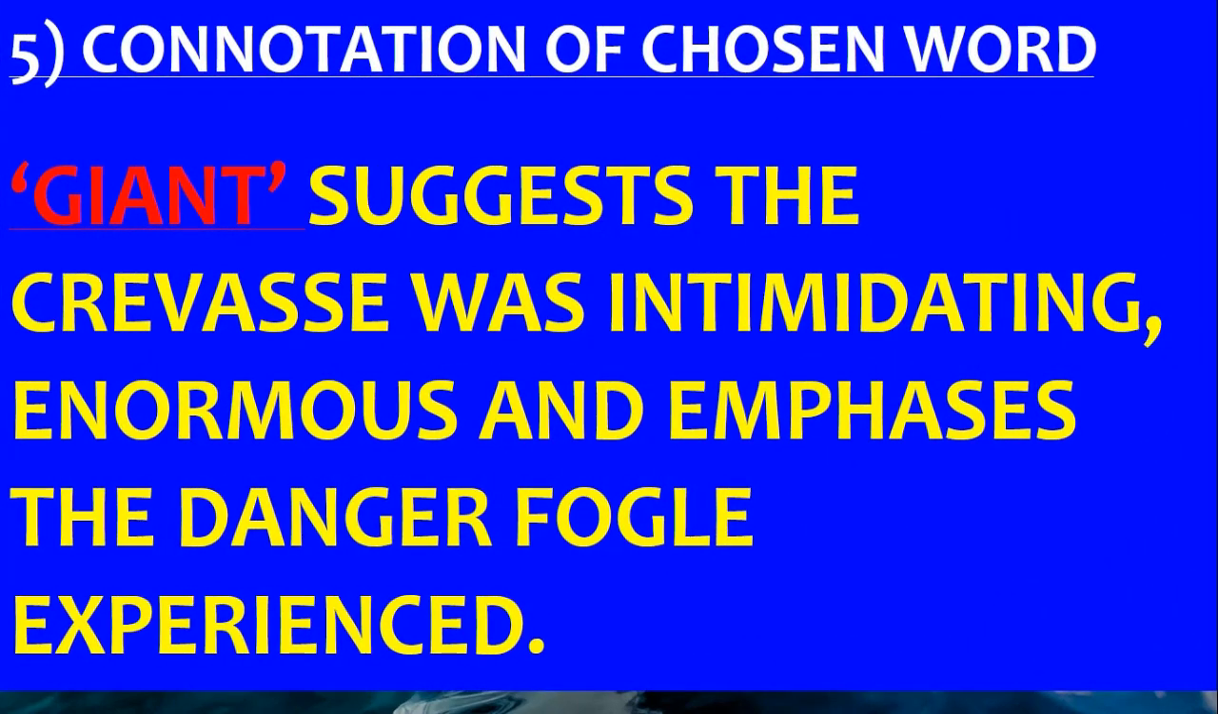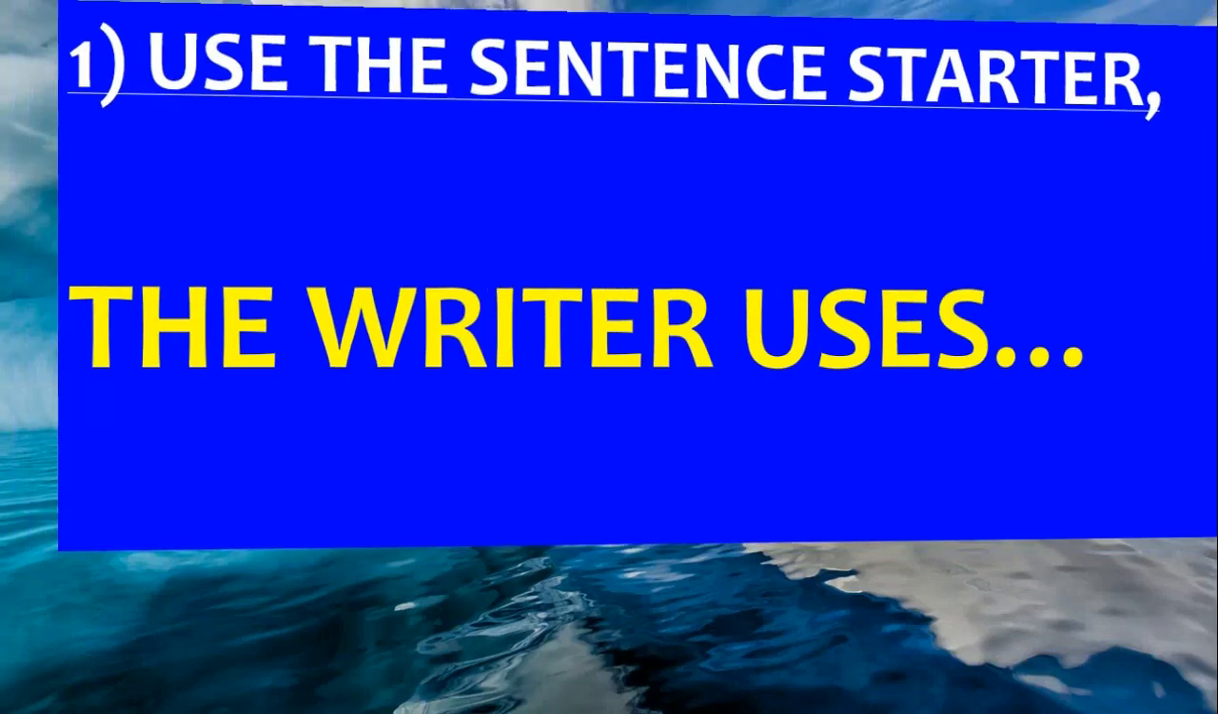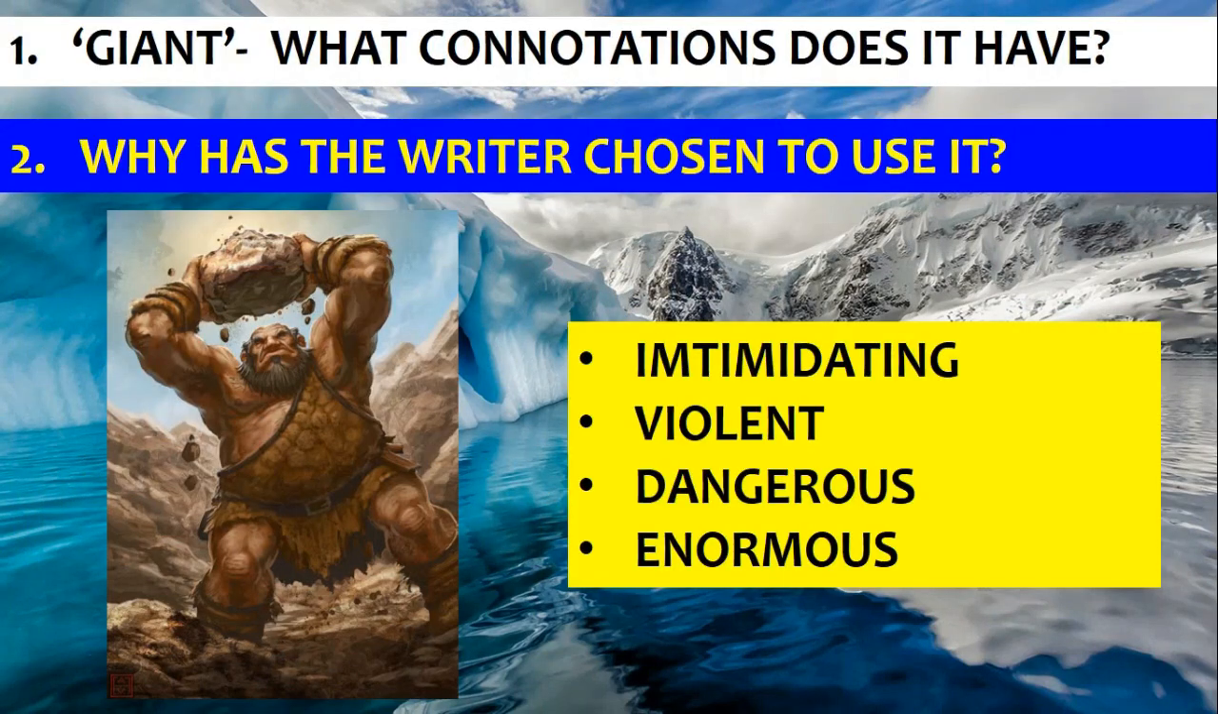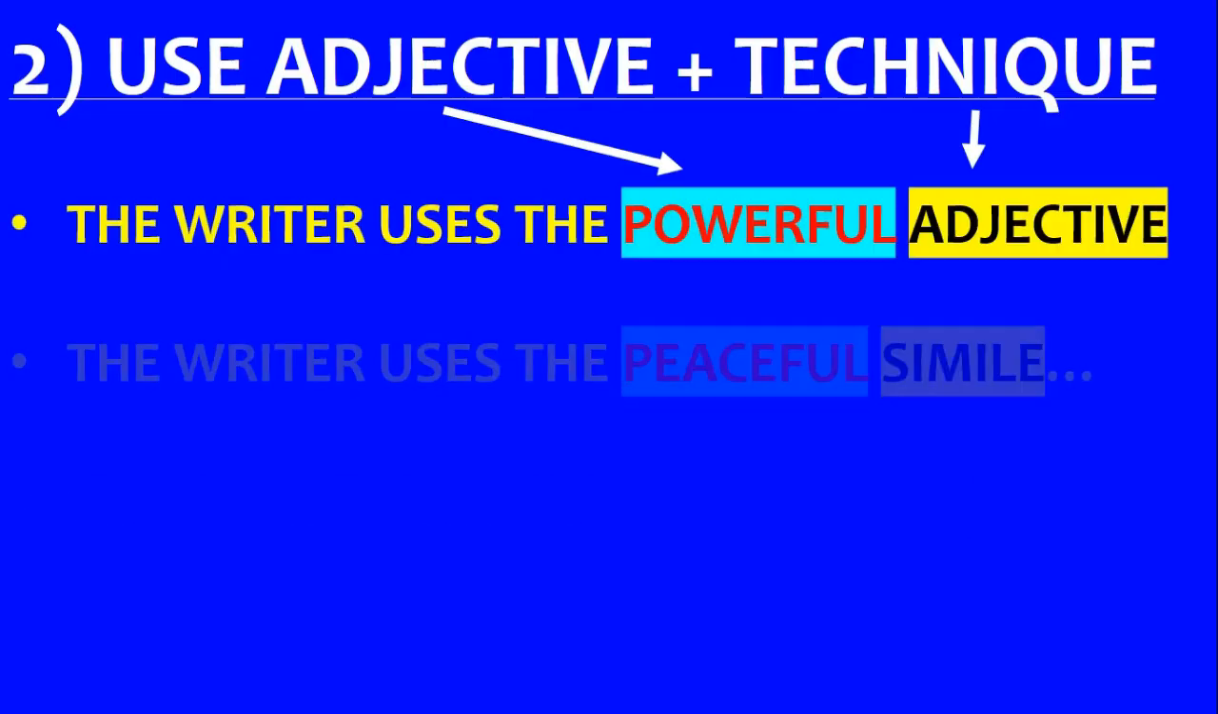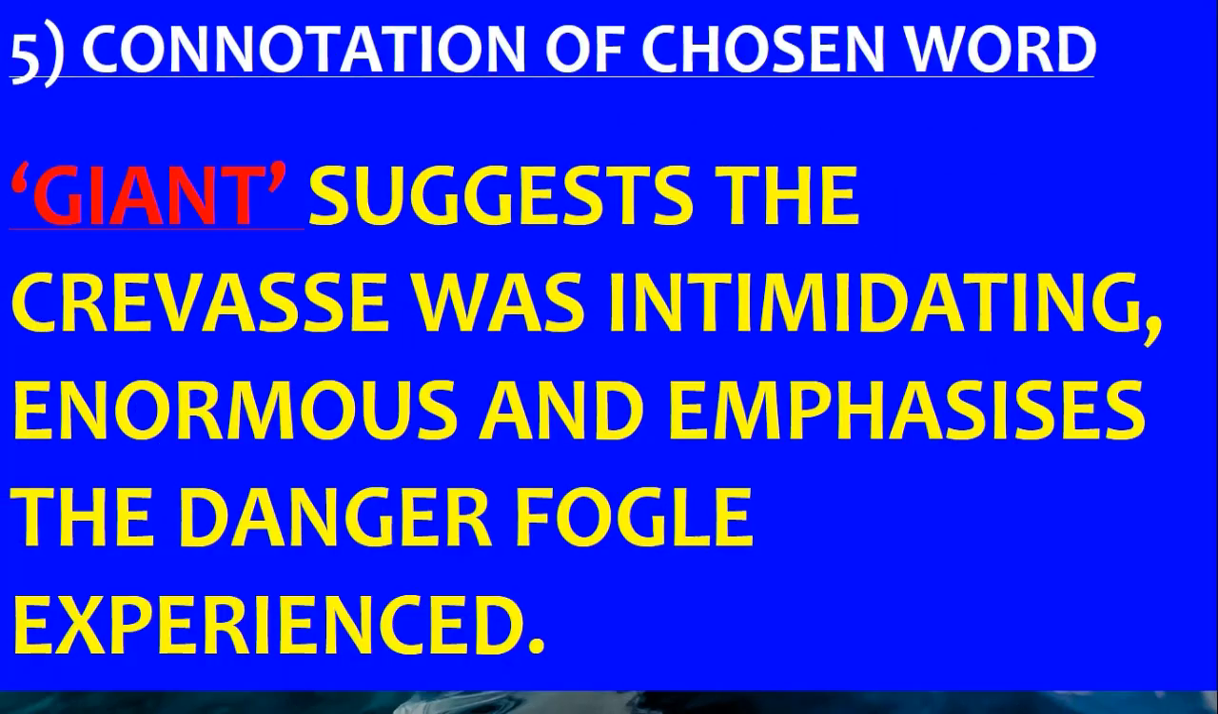And then number 5, what is the connotation of the chosen word? Why has the writer decided to choose giant as opposed to big or whatever? We're going back to our connotations. So what does giant suggest? Well, to me, giant suggests the crevasse was intimidating, enormous, and emphasises the danger Fogle experienced. So I'm saying that the use of the word giant as opposed to big makes it sound really intimidating, and we can almost imagine ourselves being there and panicking like Ben Fogle would panic.